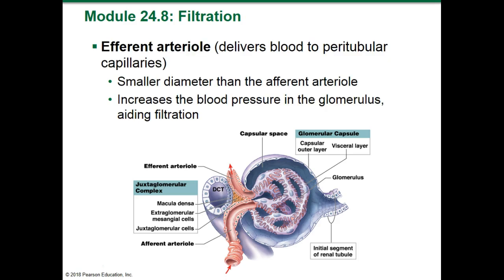The efferent arteriole, this delivers blood to the peritubular capillaries. Remember, it's going to wind back around and go all around the tubules. A smaller diameter than the afferent. So this tube is smaller than this tube. And the reason why is it increases the blood pressure in the glomerulus so that it helps in pushing fluid through.